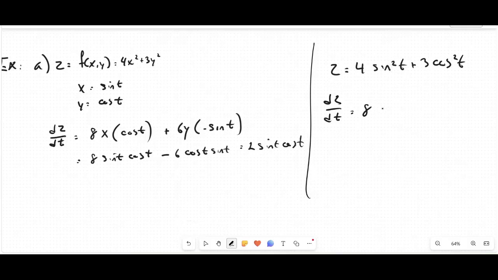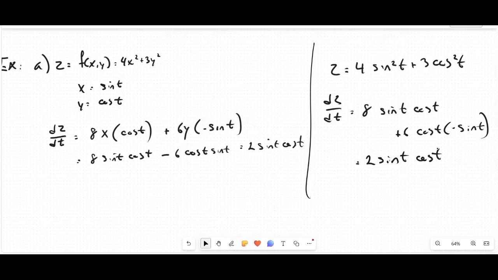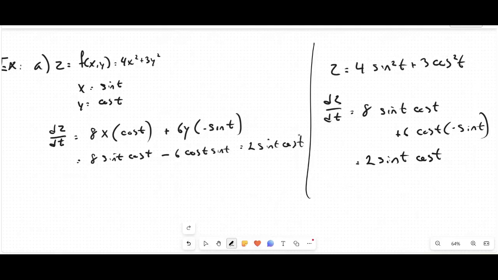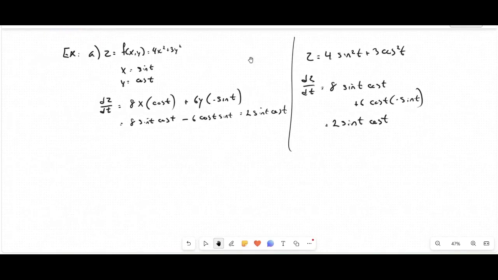Well, the derivative of sine squared is, here I'm using the chain rule, sine cosine. And then the same deal with the cosine squared, you'll get a plus 6. The derivative of the cosine squared, that 2 comes down. You pick up a cosine and also a negative sine, and you can see you get the same answer. 2 sine t cosine t. This is always the case. If you can reduce your thing to something you already know, where you know how to do something, you better get the same answer, right? Math is an internally consistent set of rules. You shouldn't get something different by using a more advanced technique.